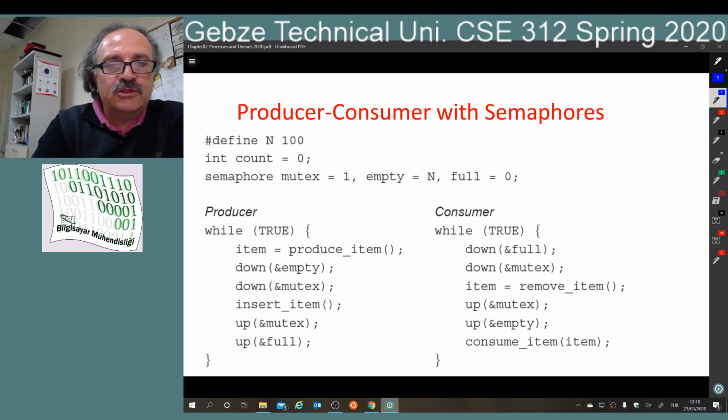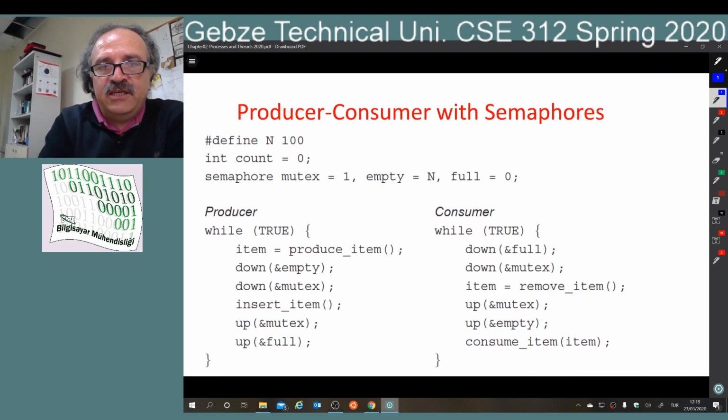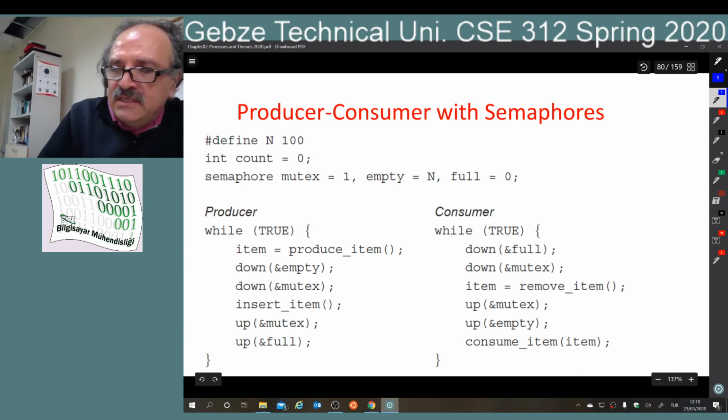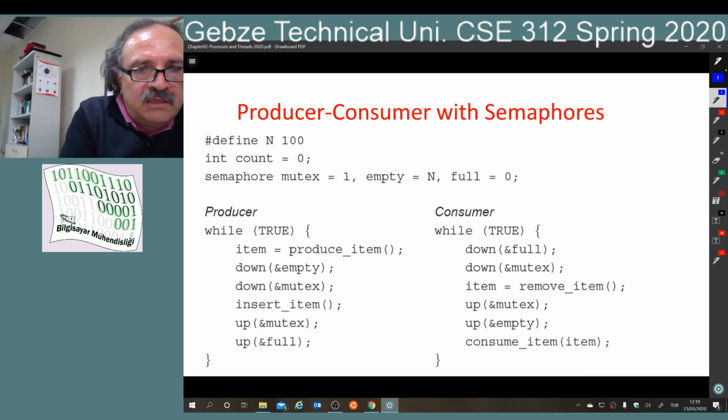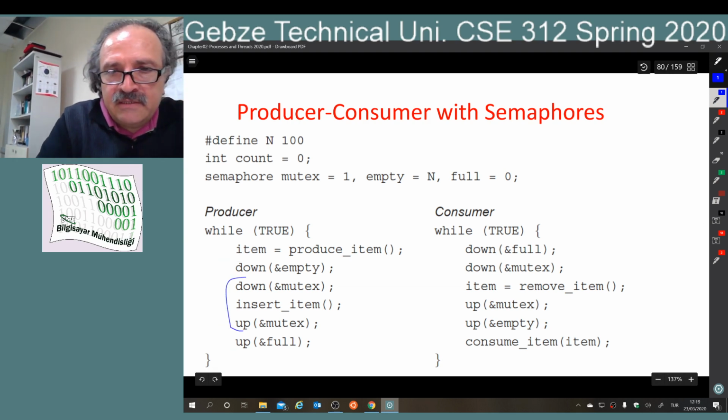Produce item and consume item are here. We are doing all of this just for these two: produce and consume. Of course, whatever I produce, I need to insert, and whatever I consume, I need to remove from the buffer. So this is my critical region. Down empty, and then the critical region, like this one and this one.